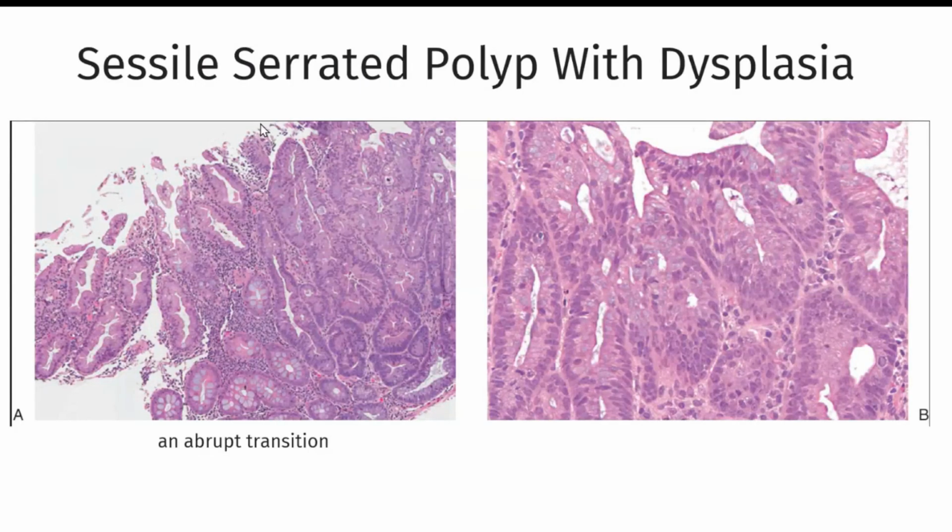Then here's the serrated polyp with dysplasia. We can see really well the abrupt transition here. Here we can see hyperchromasia, loss of the goblet cells, and pseudostratification of all the nuclei, really crowded here. Here is the one without dysplasia, so we know this is a serrated polyp with dysplasia. This is the high power to show this dysplastic crypt here.